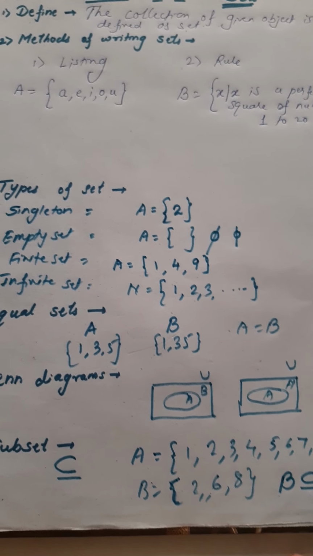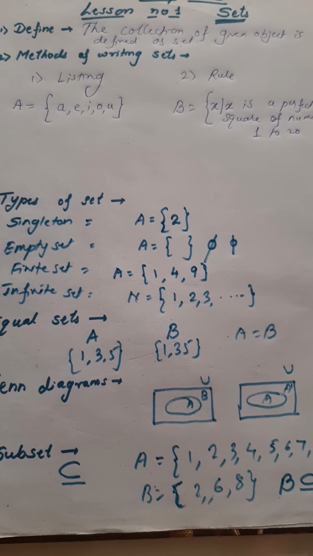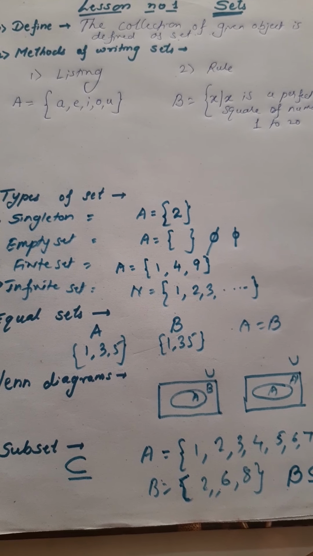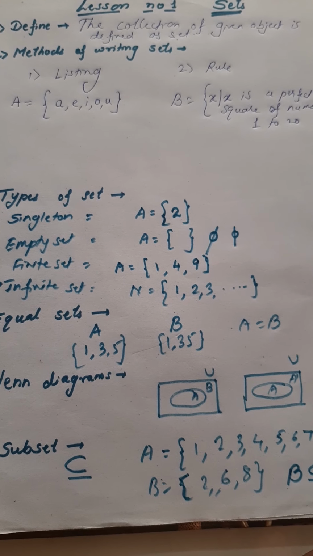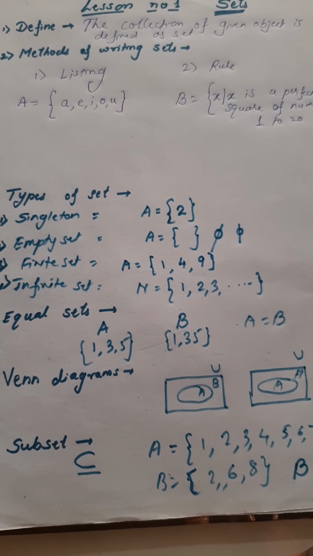Do you understand this, students? What have we explained here? We defined sets, the two types of writing sets, the types of sets, equal set, Venn diagram and subset.